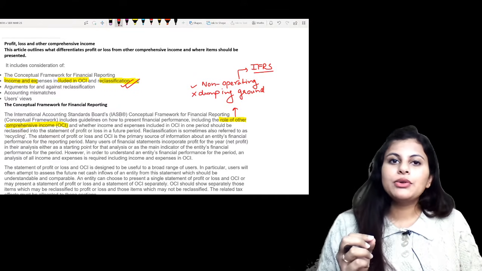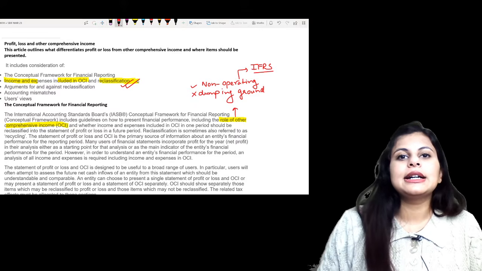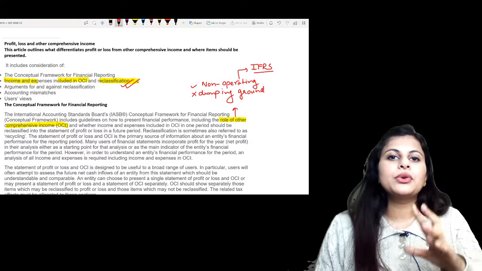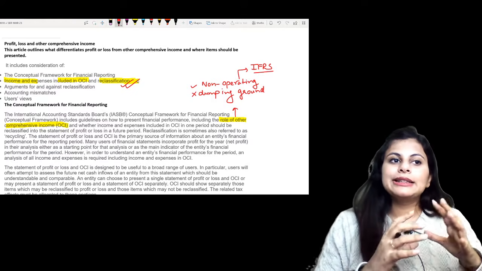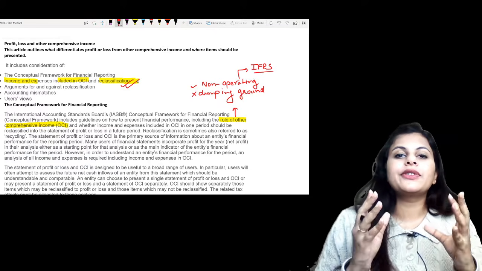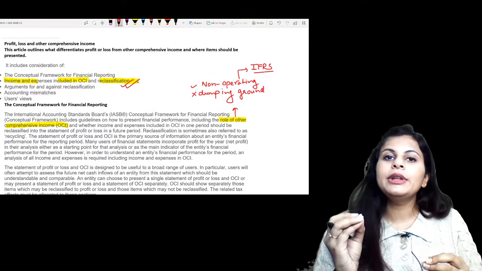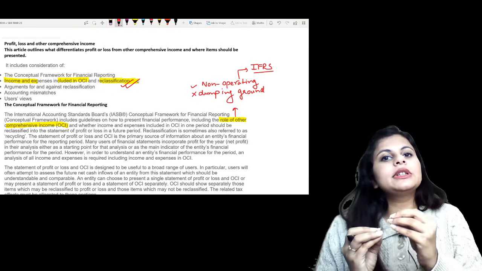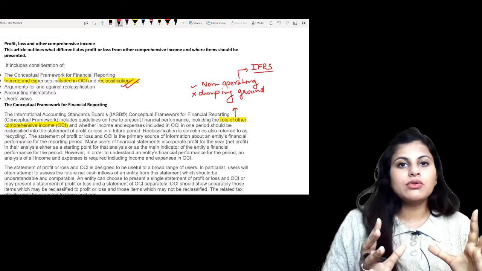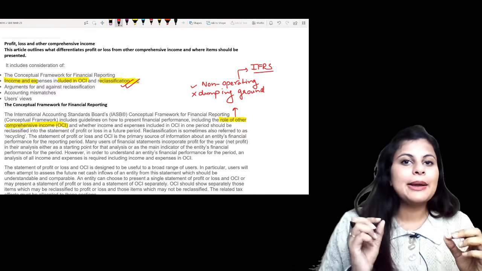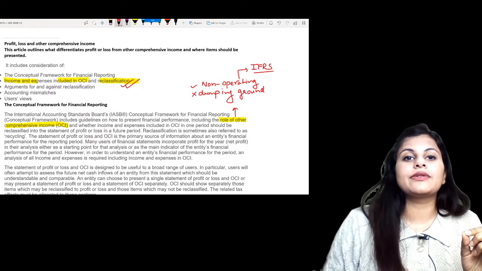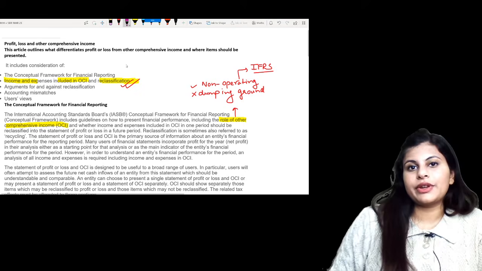Now, you know that, for example, under the IAS 16 revaluation model for property, plant and equipment, the revaluation gain goes through other comprehensive income. Then when we dispose of that property, plant and equipment, we make a reserve transfer from the revaluation surplus: we transfer the gain to retained earnings. That's what IAS 16 says. But that is not reclassification. Then what is reclassification?